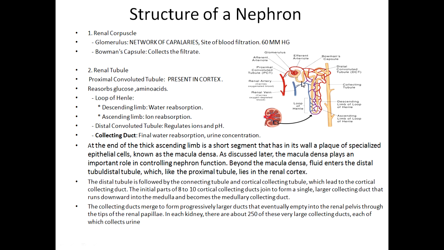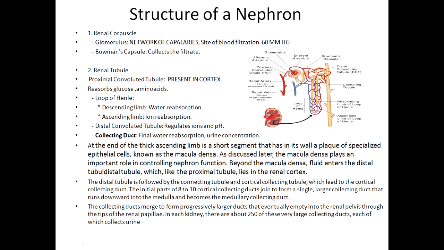The next part is the renal tubule. This is all called the renal tubule, which is divided into many parts. The first part is called the proximal convoluted tubule. It starts from the Bowman's capsule, and this entire part is the proximal convoluted tubule. It is present in the cortex of the kidney.